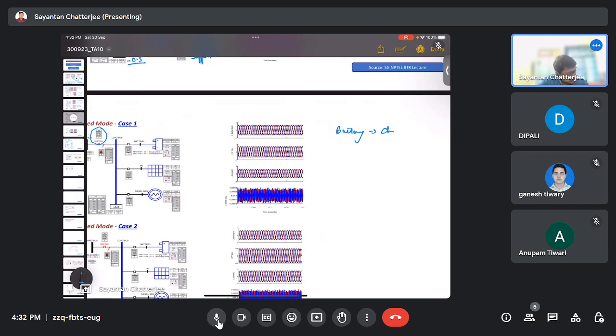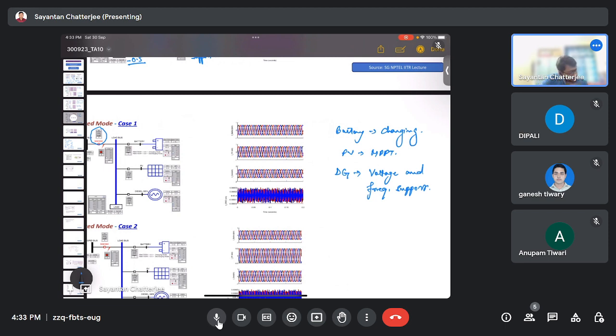the battery is in charging mode and PV is operating at MPPT. The diesel generator here provides both voltage and frequency support.